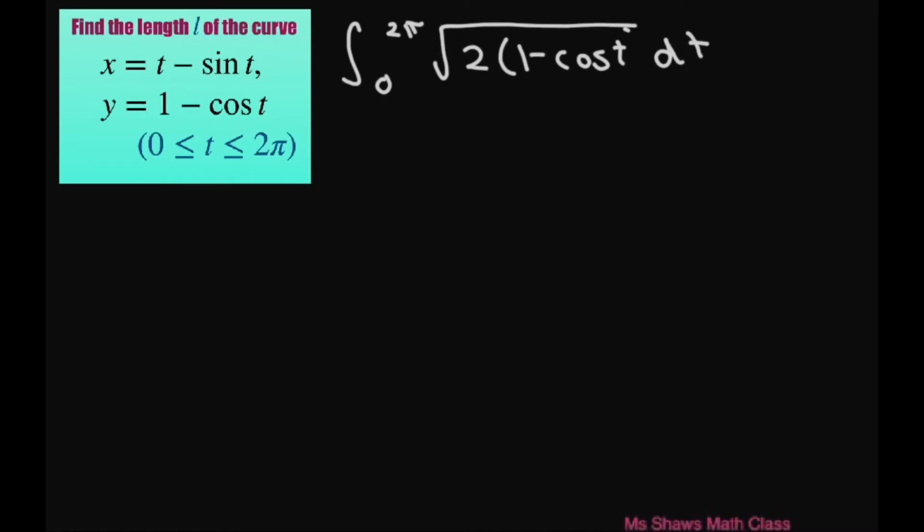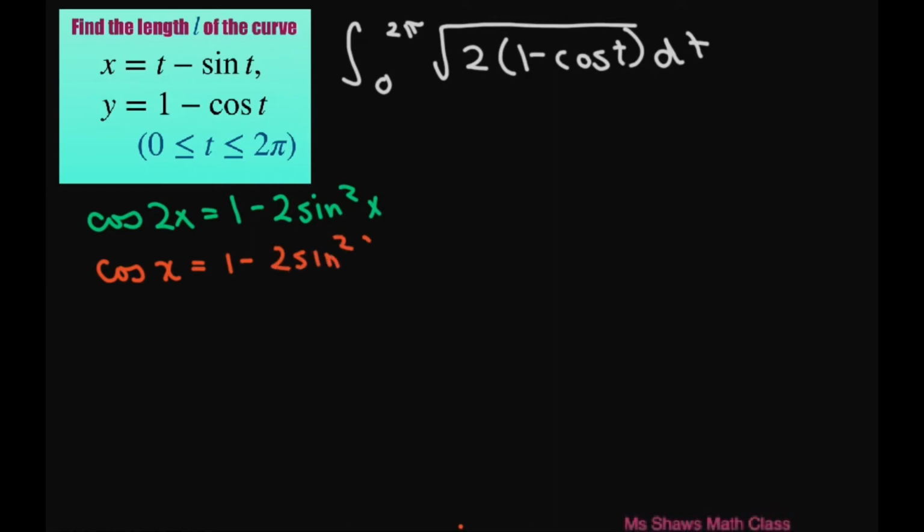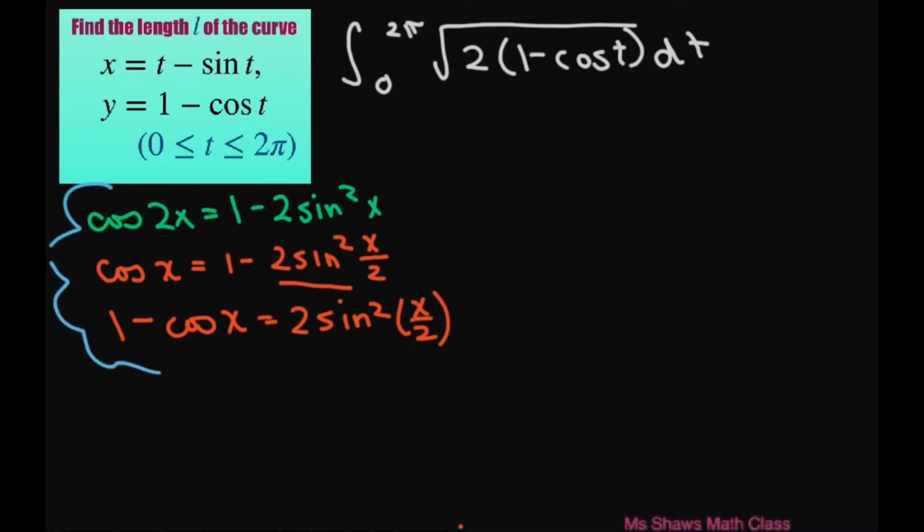Now, just as a side note, if you have cosine of 2x, that equals 1 minus 2 sine squared of x based off your identities. And then if I want to do cosine of x, that would equal 1 minus 2 sine squared of x divided by 2. So these are equivalent. And therefore, if you solve for 2 sine squared, we're going to get 1 minus cosine of x equals 2 sine squared of x divided by 2. So that's just a little note for identities.